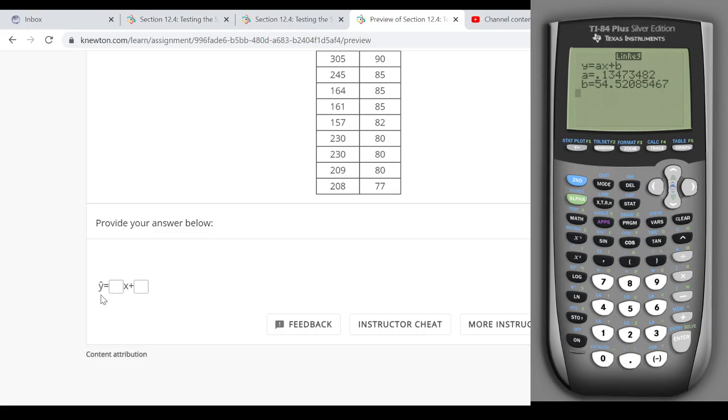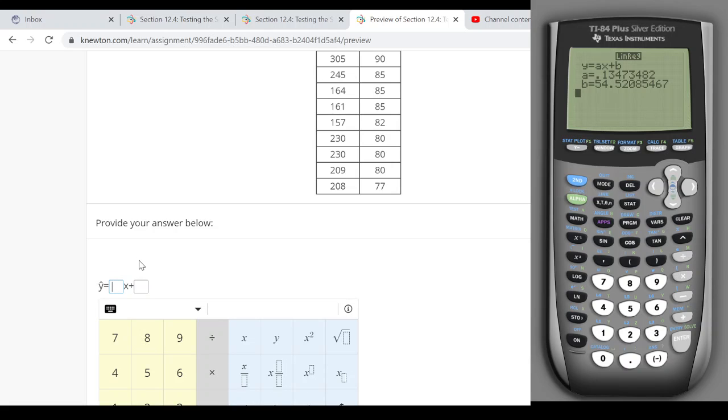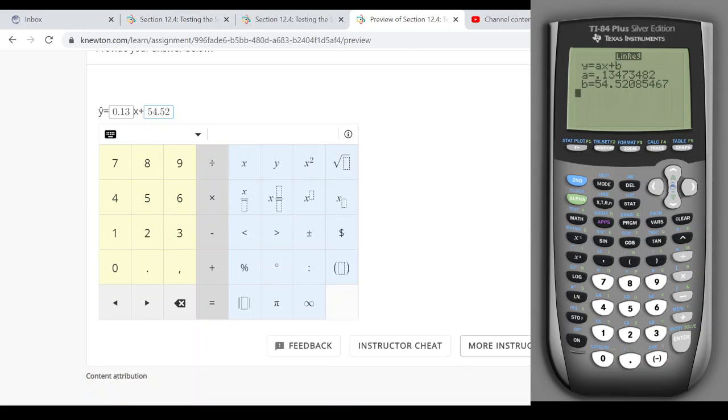Now remember, the equation for the regression line starts with y hat equals, so that you don't confuse the y hat with the actual values of the points on the scatter plot. The actual y values are represented by y. The predicted y values from the regression line are represented by y hat. So 0.13 for the slope, the number times x, and then 54.52 for the y-intercept.